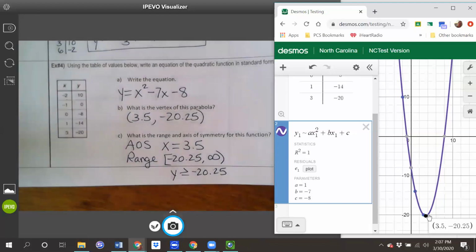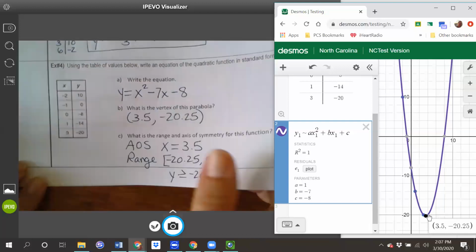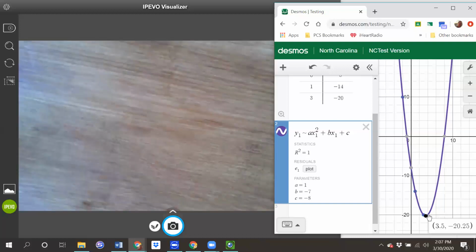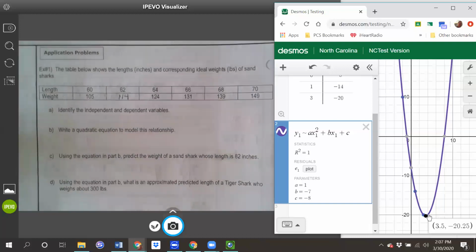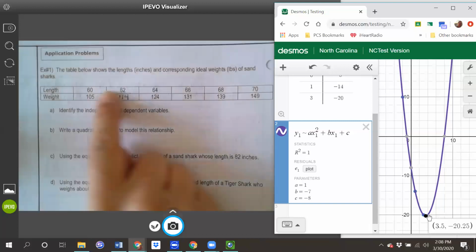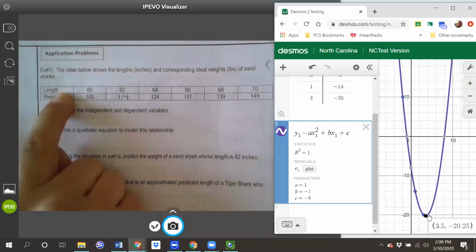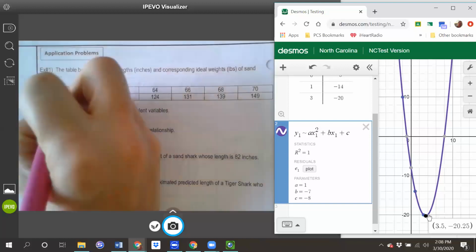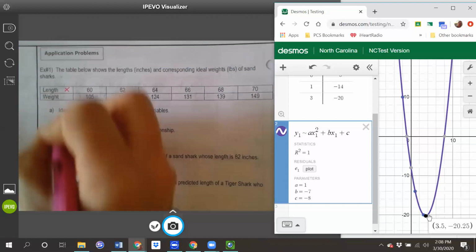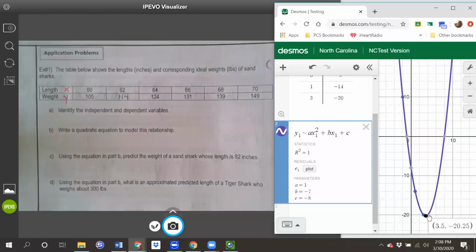So super easy. We can answer almost all of the follow-up questions just by clicking on the appropriate things on our Desmos graph. Okay, application problems. Guess what? It's all the same stuff. So this table of values, instead of going vertically up and down, it is going horizontally. So who is the top? Are the lengths, are those the x's or the y's? Well, x's always come first. So those are x values, and then the weights are y values.